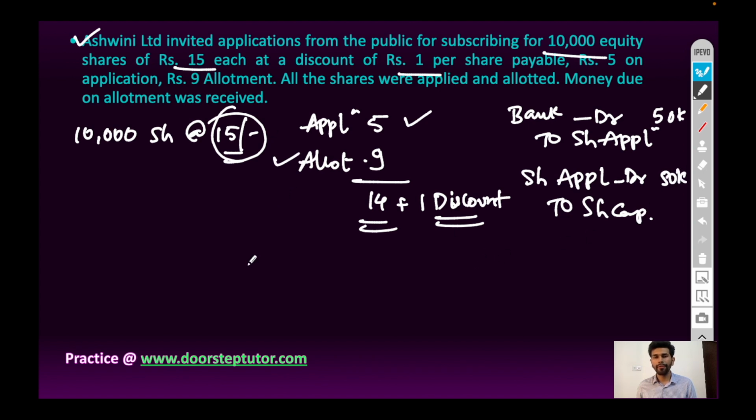Third journal entry for allotment money due. Entry will be equity share allotment account debit.